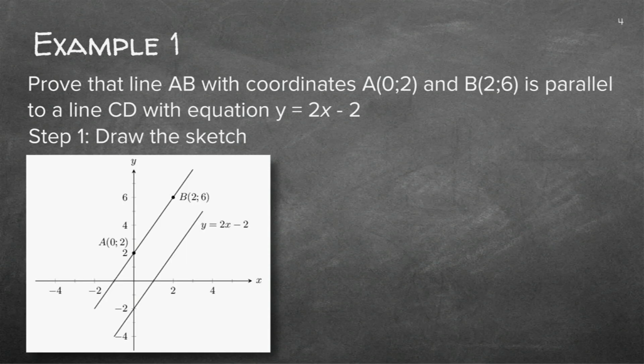Good. The best way is to start with an example. Now here, I've already drawn the sketch because it's just easier and quicker to save some time. Prove that line AB, and then they give you the coordinates, is parallel to the line CD. Now look at line CD. They gave you an equation for line CD. All you need to do is to prove that line AB is parallel to line CD.